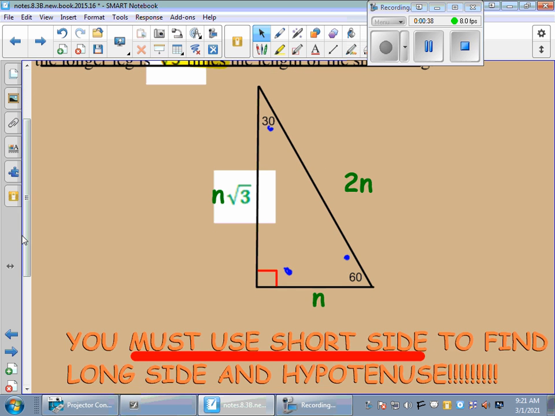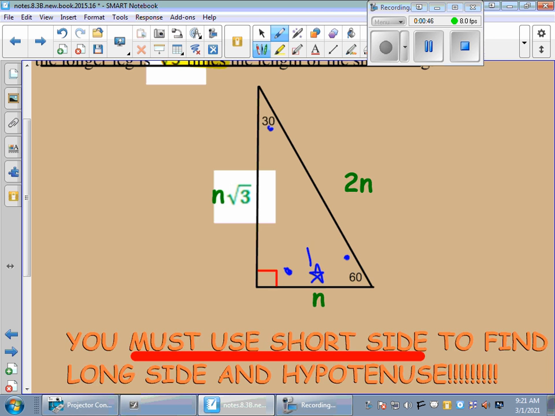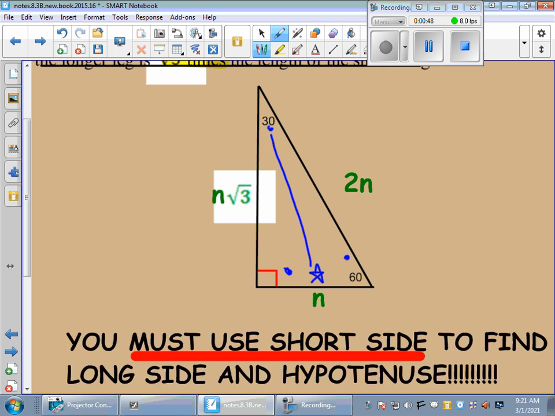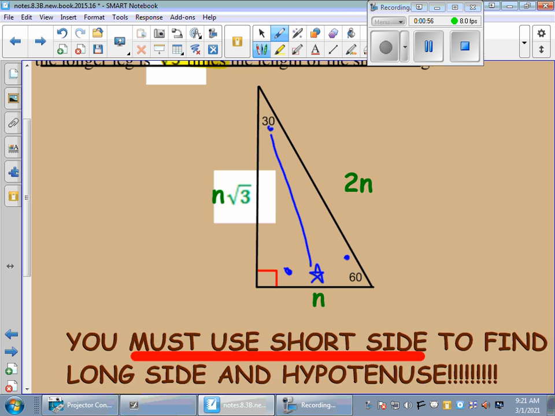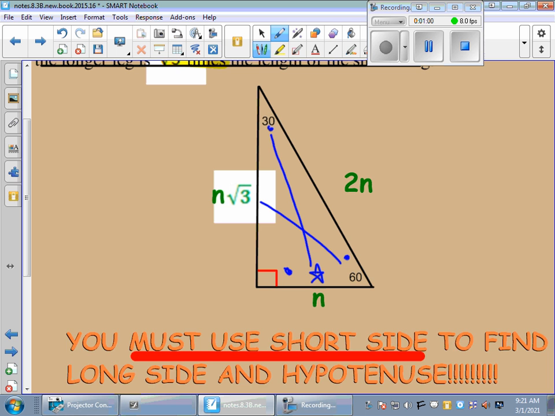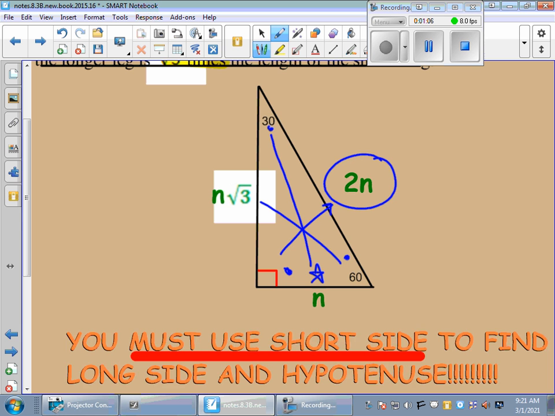What we're going to do here is call this right here the short leg. How do we know this is the short leg? It's opposite the smallest angle, that's the 30-degree angle. Whenever we reference the short leg, which we're going to do quite a bit, it's opposite the 30. The long leg is opposite the 60-degree angle, and the hypotenuse is always opposite your 90 degrees.